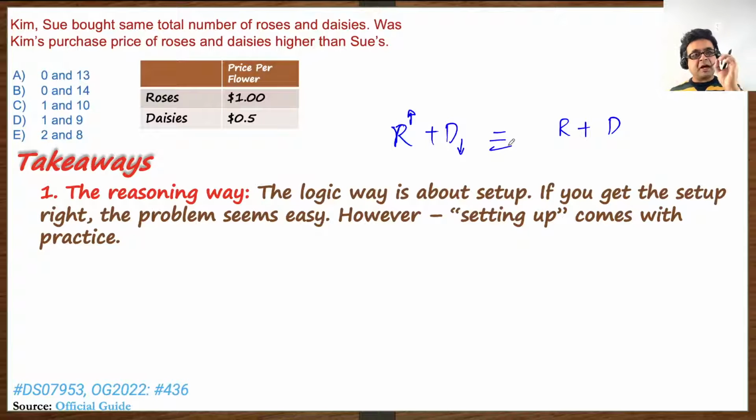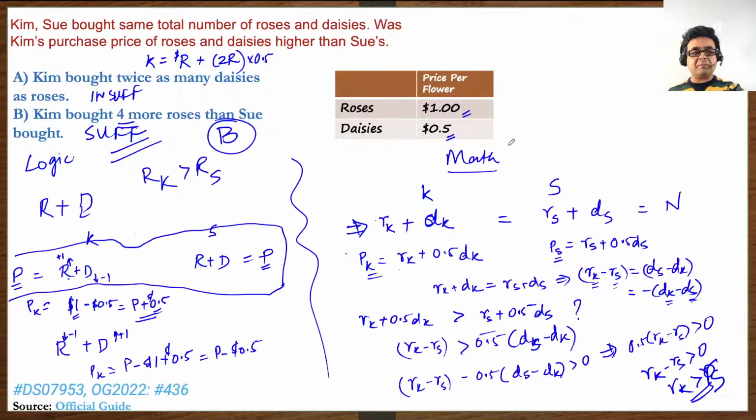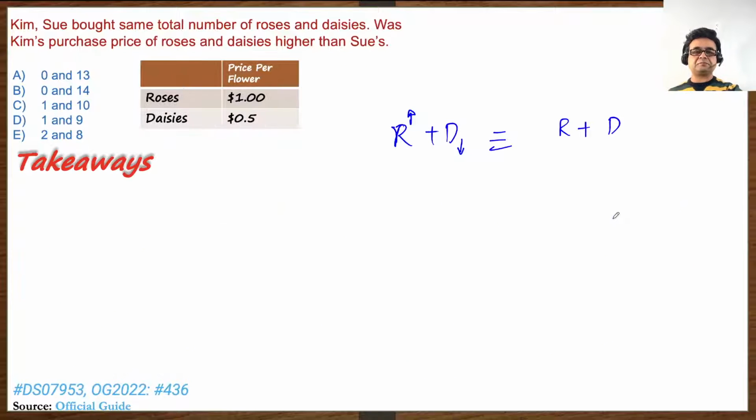And if you remember, I started the exact same place when I was solving the math way, which is equating RK plus DK and RS plus DS, right? The second reason I started with them having the same number of roses and same number of daisies was so that I can actually figure out what happens when a little bit of roses increases or a little bit of daisies decreases and things like that, so I can figure out a trend.